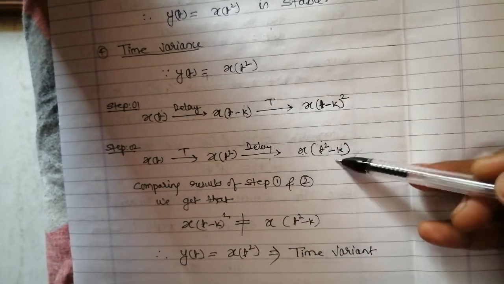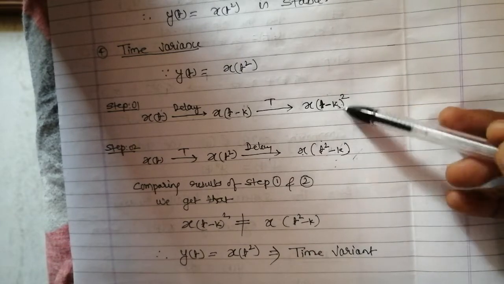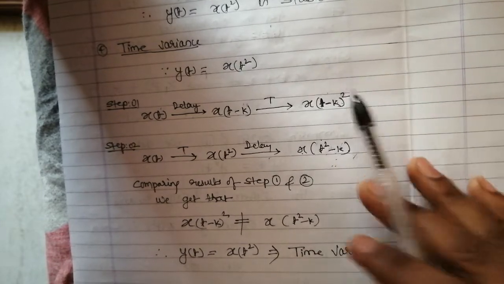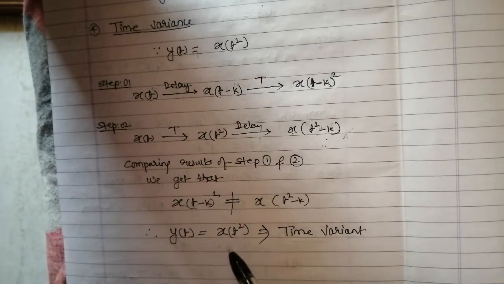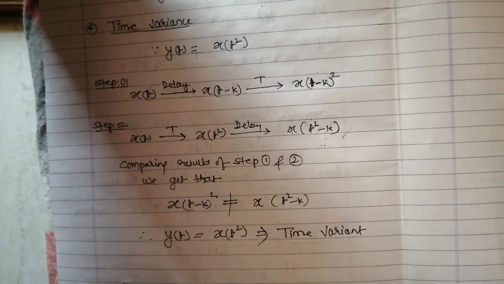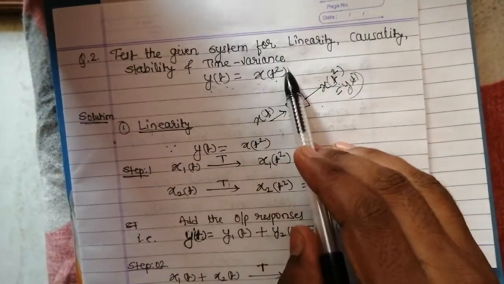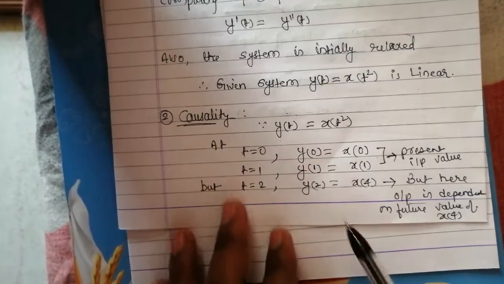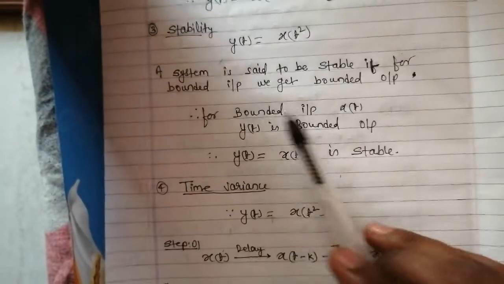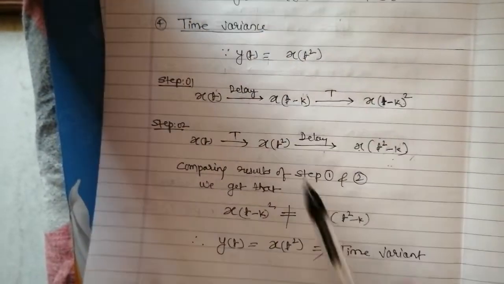Now let us compare these two. We can see here that these two are not equal. These two are not equal. That's why this is a time variant system. So it is clear now that the given y of t equals x of t square is linear, it is not causal, it is stable, and it is time variant.